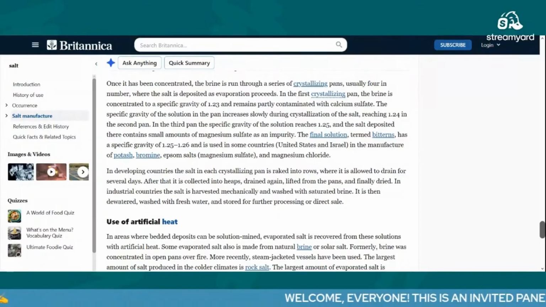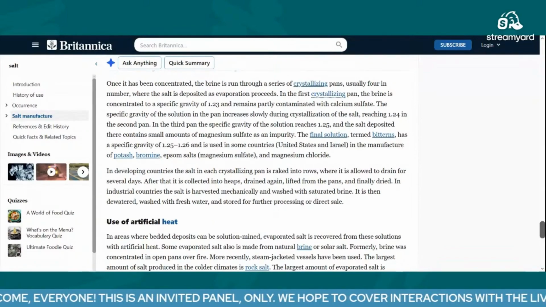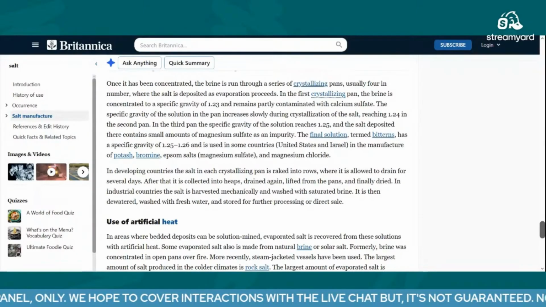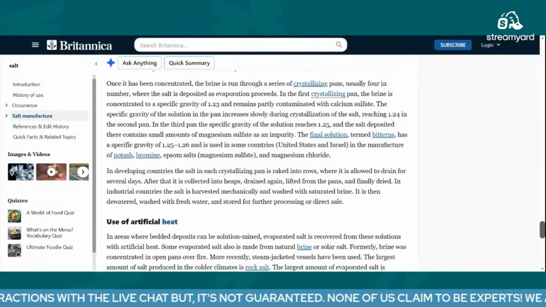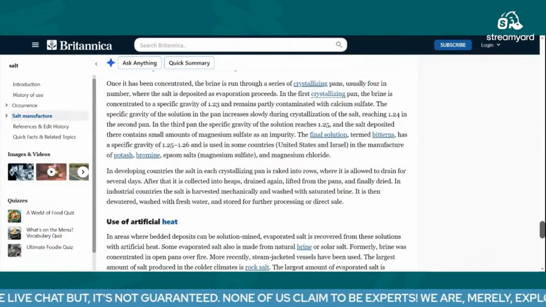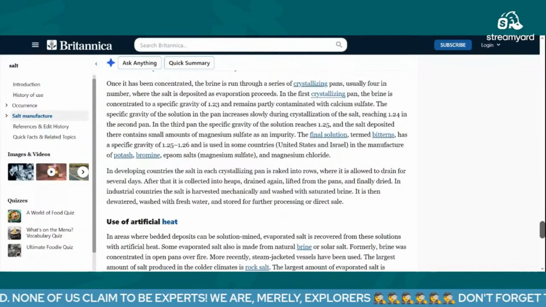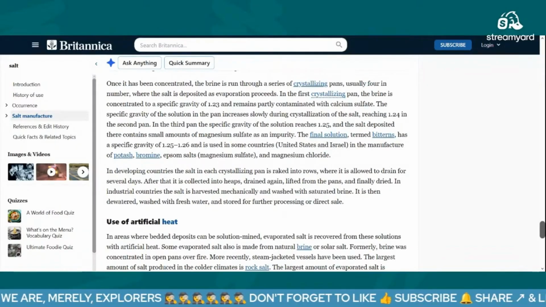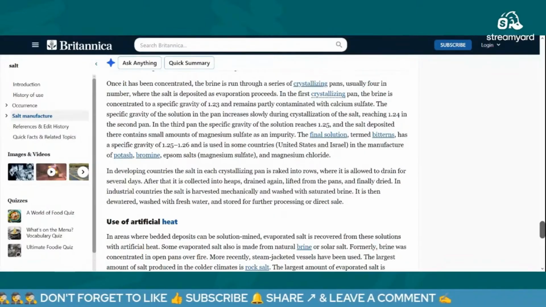In the third pan, the specific gravity of the solution reaches 1.25, and the salt deposited there contains small amounts of magnesium sulfate as an impurity. The final solution, termed bitterns, has a specific gravity of 1.25 to 1.26 and is used in some countries, United States and Israel, in the manufacture of potash bromine, Epsom salts, which is magnesium sulfate, and magnesium chloride.